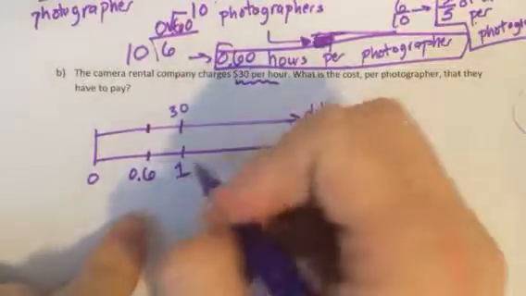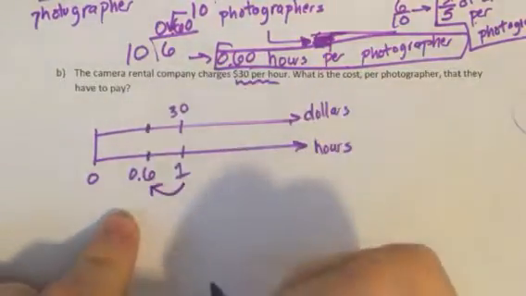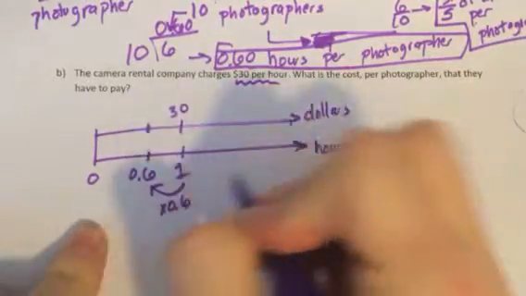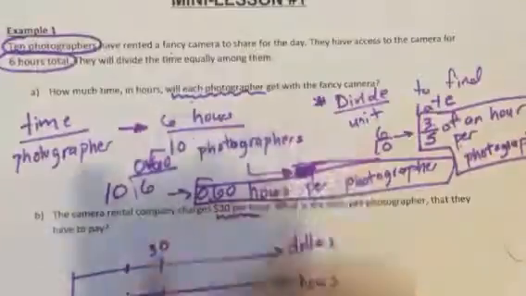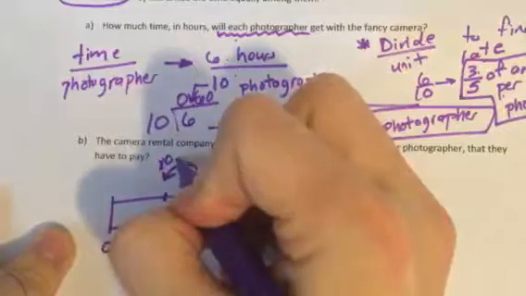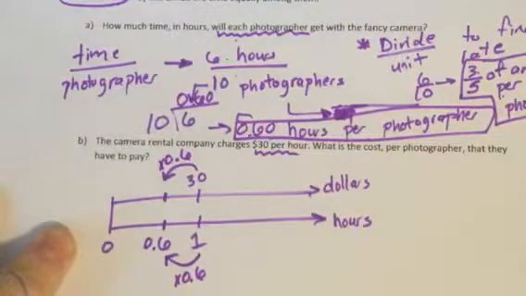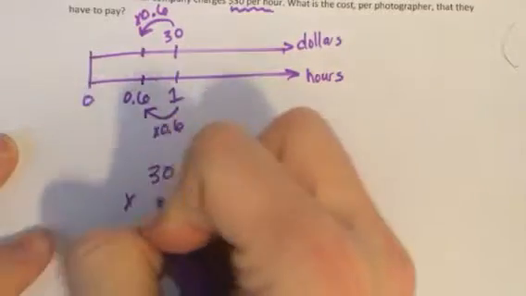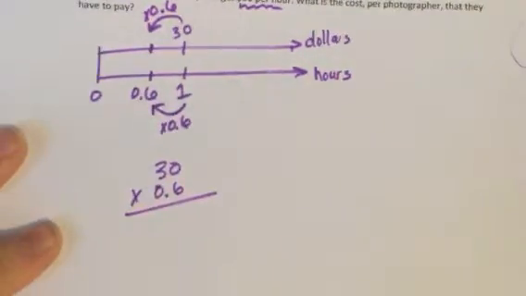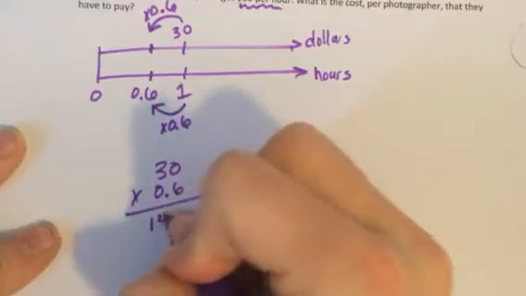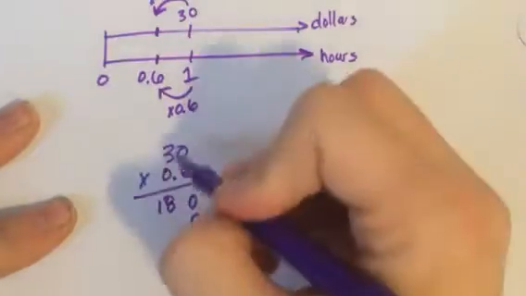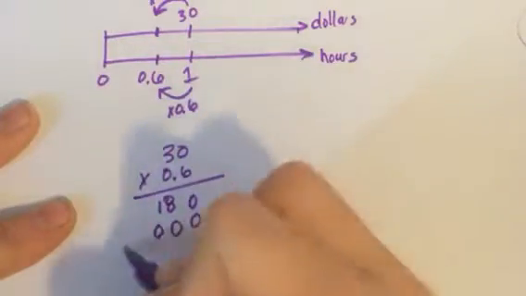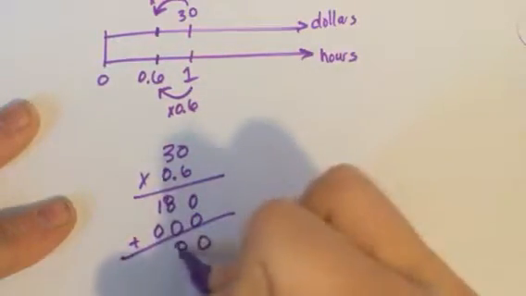Well, to get from 1 to 0.6, I'm multiplying by 0.6. So to get from 30 to whatever value goes here, I'm also going to multiply by 0.6. So let's show that. At the bottom, I'm going to have 30 times 0.6. 6 times 0 is 0. 6 times 3 is 18. There's my place value 0. 0 times 0 is 0. 0 times 3 is 0. Add these up. 0, 8, 1.